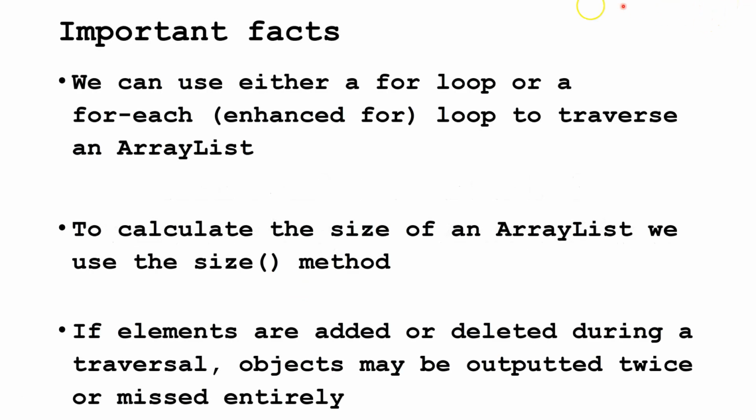In this Java tutorial on array lists, we are going to learn about traversing an array list. Some important facts to know. We can use either a for loop or a for each loop, also known as an enhanced for loop, to traverse an array list. To calculate the size of an array list, we use the size method with parentheses after it. If elements are added or deleted during a traversal, objects may be outputted twice or missed entirely.